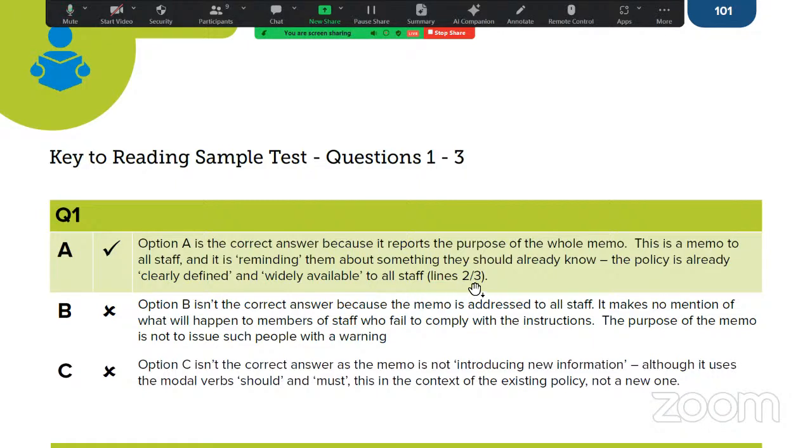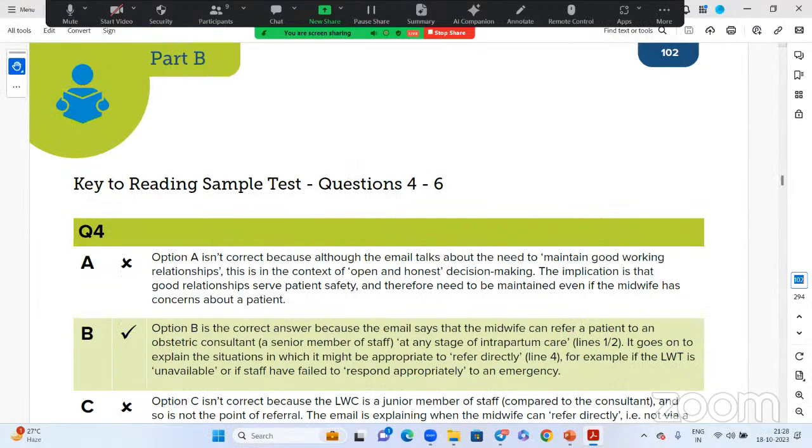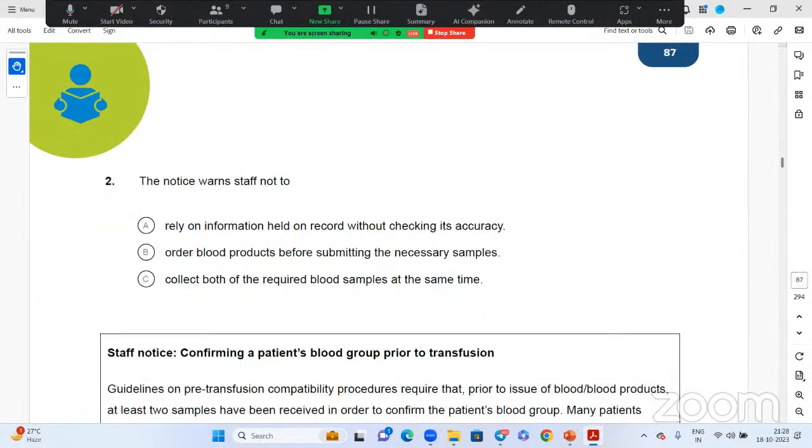That's the point. Second and third lines you have to see there. This policy is already clearly defined and widely available to all staffs. That's how you have to remember this one very clearly. Okay. Now, so page number 87. 87. Yeah.